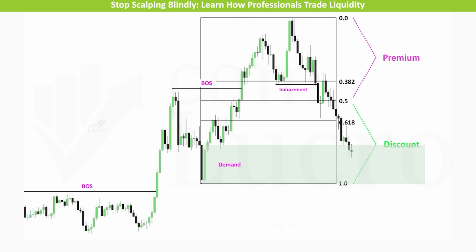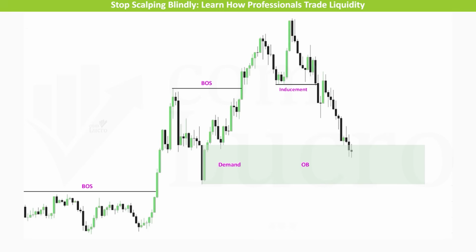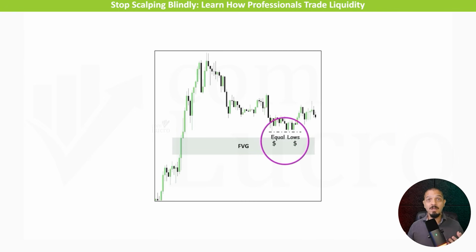This is where real institutional buying is more likely to occur, and where you avoid becoming liquidity for inducement moves. Now let's move on to the second type of inducement.